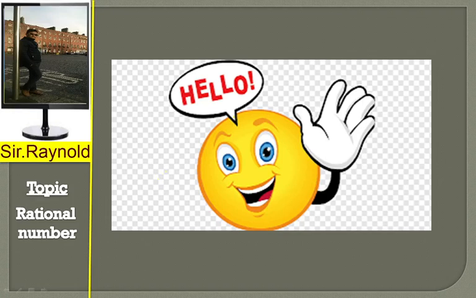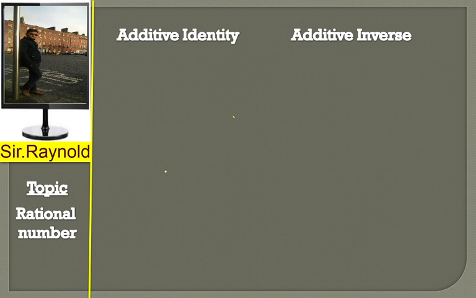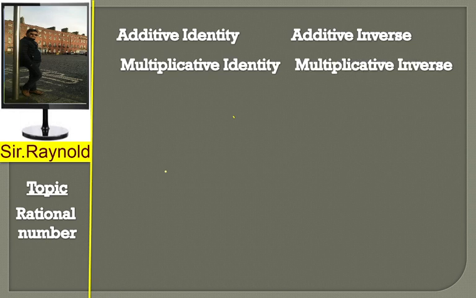Hello guys, so let's continue with our maths, and we are still on the topic called rational number. So in today's class we are going to learn about four things. One is additive identity, another is additive inverse, then we will learn about multiplicative identity, and also we will be learning multiplicative inverse. So first, let's start with additive identity.